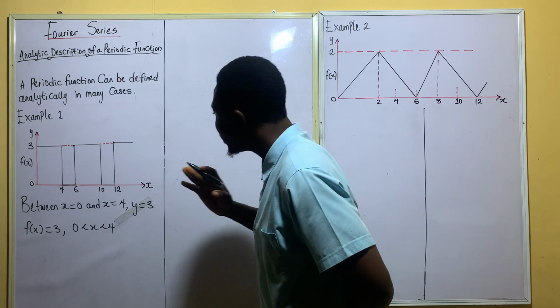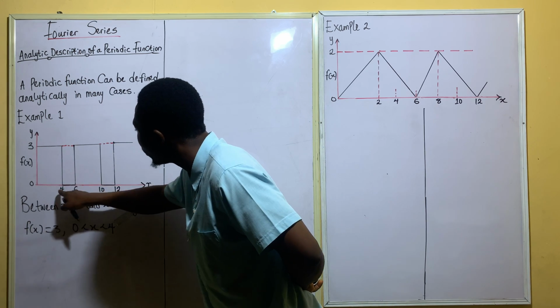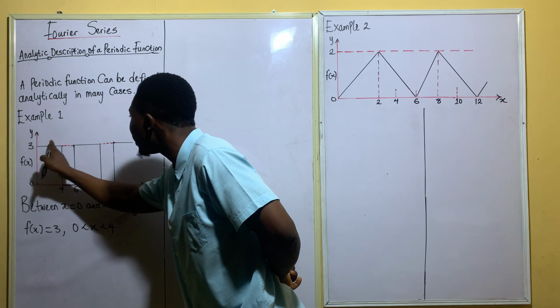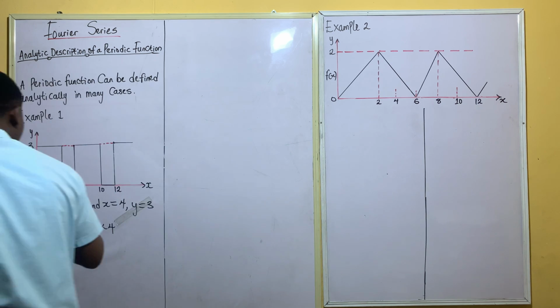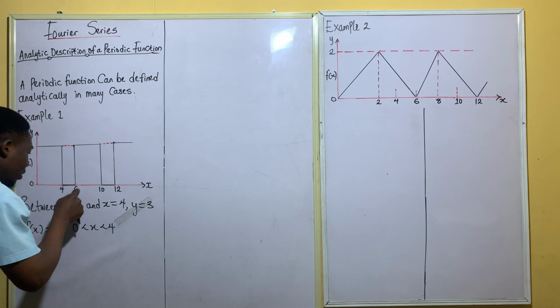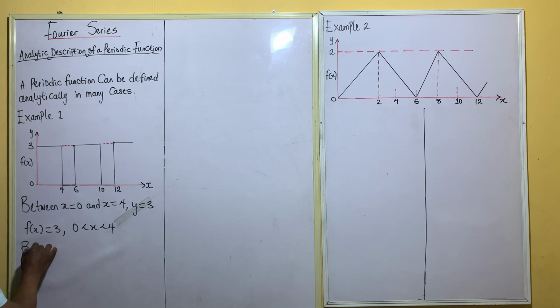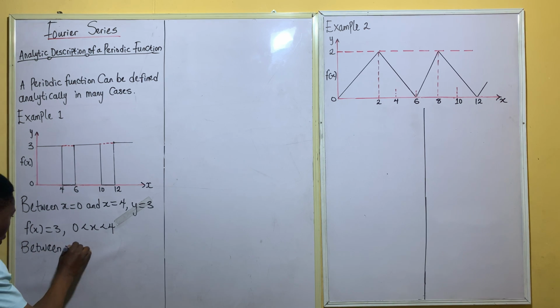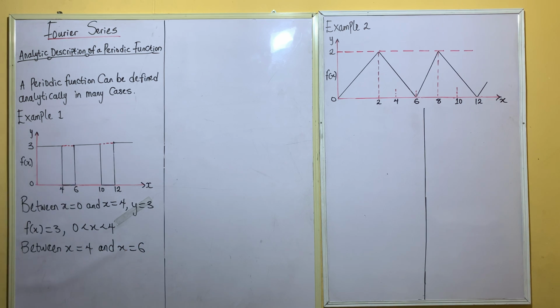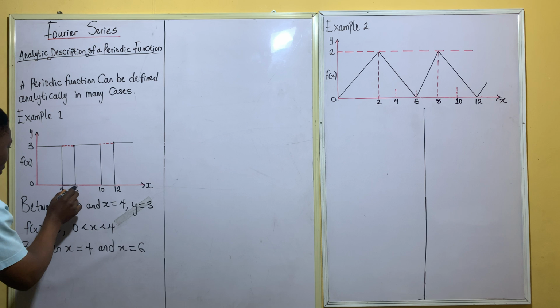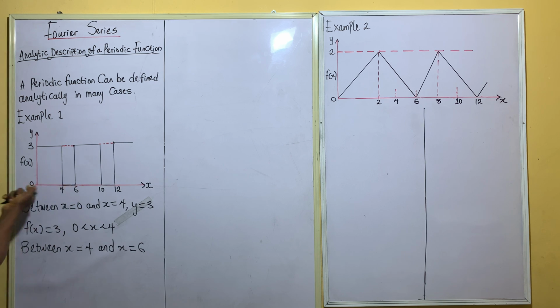Now, let's go further to analyze more. Now we've analyzed between 0 and 4. Let's analyze between 4 and 6. Don't forget, this is a whole full cycle. So we don't just analyze it, we also analyze from here to here. So between x is equal to 4 and x is equal to 6, what is our y? Now look, this is 4 and 6. Look at this waveform, it starts from here and then comes down here. So between 4 and 6, our y is 0.